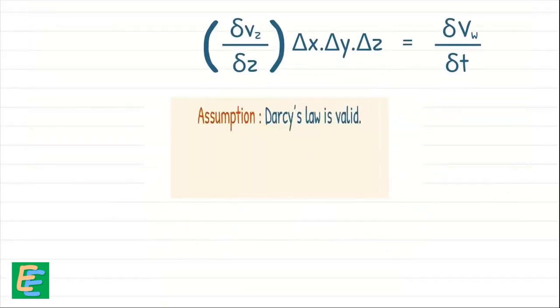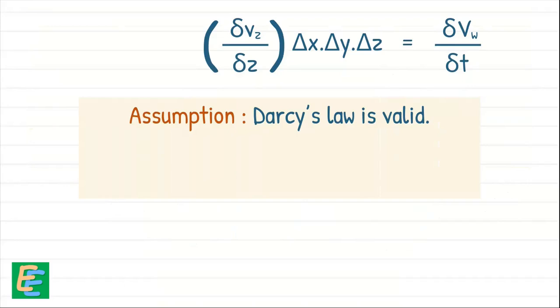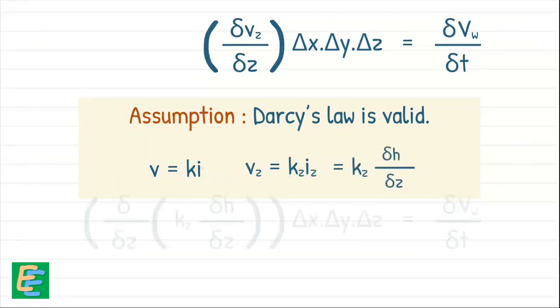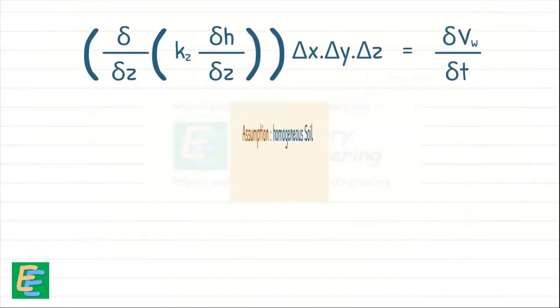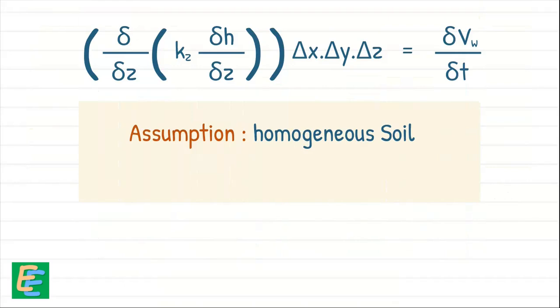Then the next assumption is that Darcy's law is valid, which says velocity of water in pores is proportional to hydraulic gradient, and that can be written as this. So our equation becomes this. Also, one assumption is that soil is homogeneous, hence permeability Kz is not changing and is constant throughout depth.